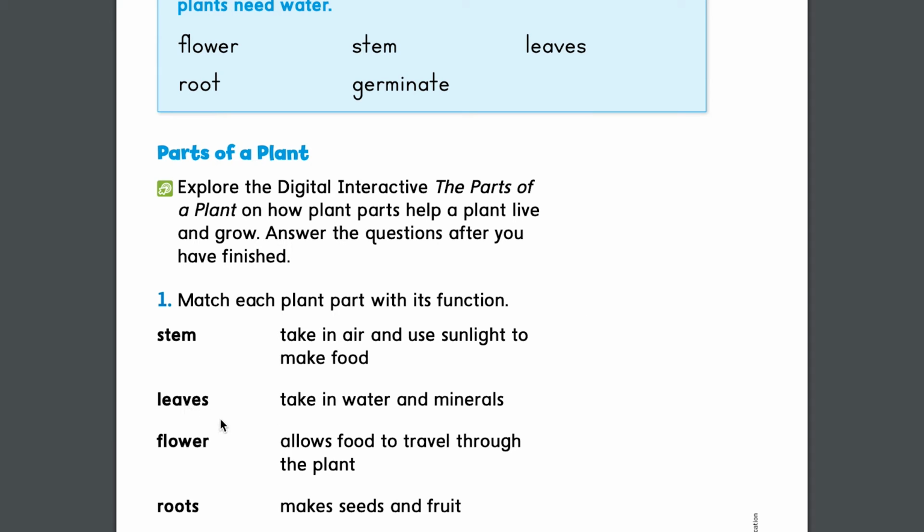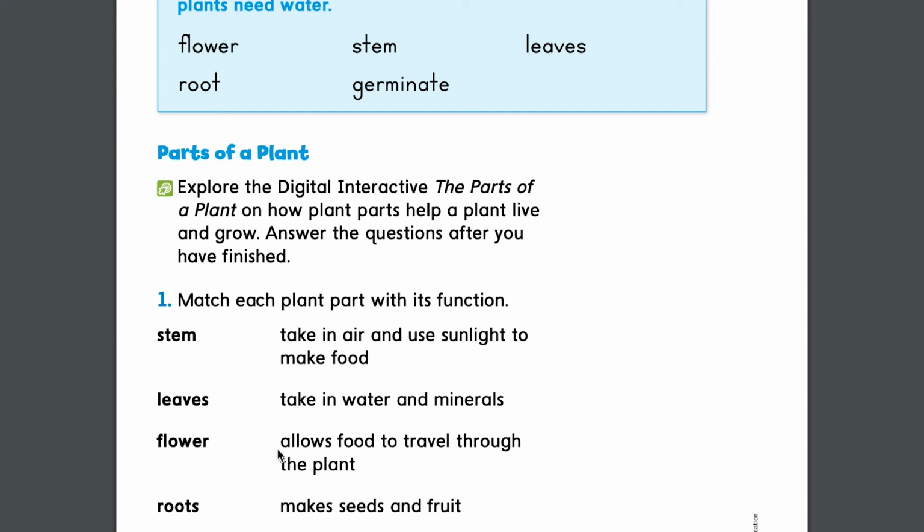The leaves, they take in air. Because they're above the ground and they're in the sunlight and in the oxygen in the air and the carbon dioxide, they take in air and use sunlight to make food. So leaves take in air and use sunlight to make food. Flowers make seeds and fruit. Sometimes when you open up a little flower, you can see the seeds inside.